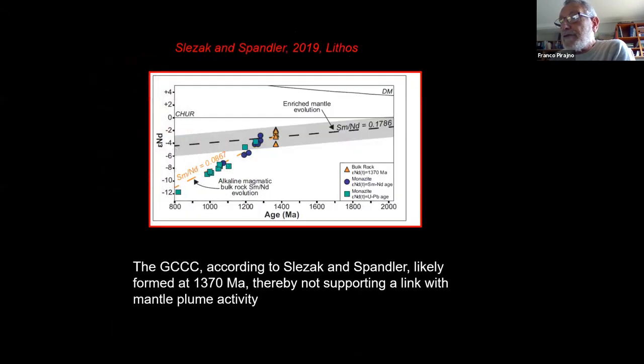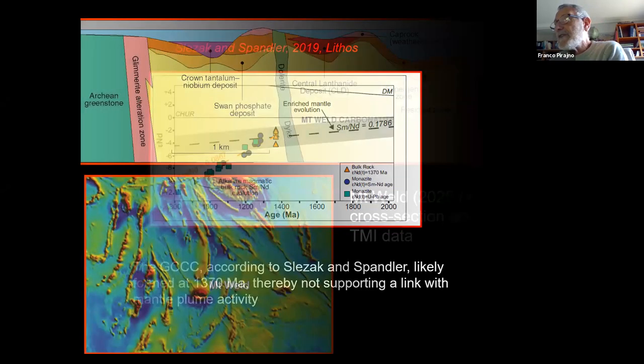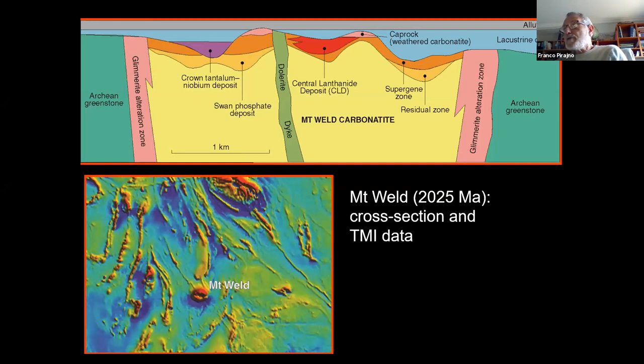Now, again, the Gifford Creek carbonatite complex, according to Slezak and others, recently published in Lithos, they reckon that for the 1,370 million years, therefore not supporting a link with mantle primitivity. Now, let's look at Mount Weld. Mount Weld stands up very nicely in the magnetic image through here.